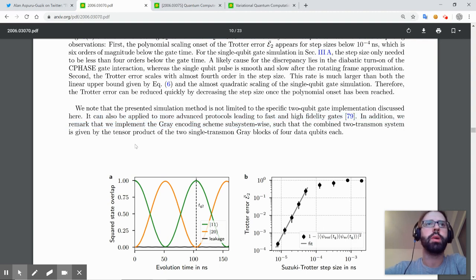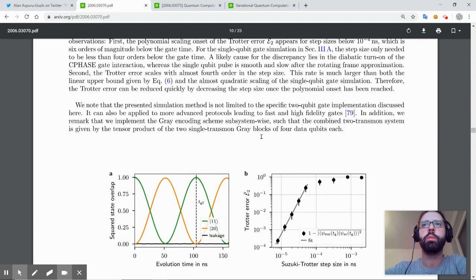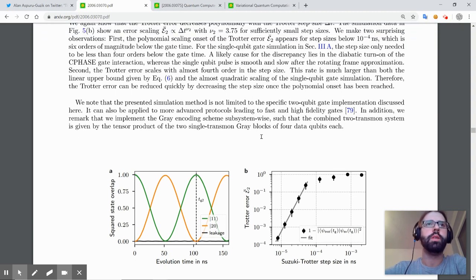In addition, we remark that we implement the gray encoding scheme subsystem-wide, such that a combined 2 transmon system is given by the tensor product of 2 single transmons. What is the gray encoding scheme?